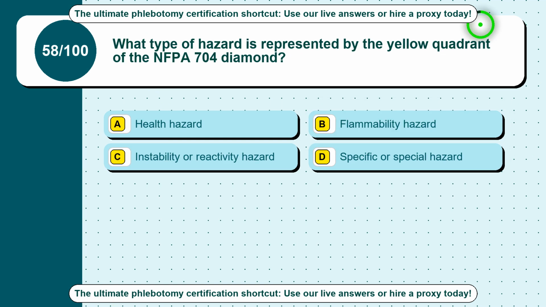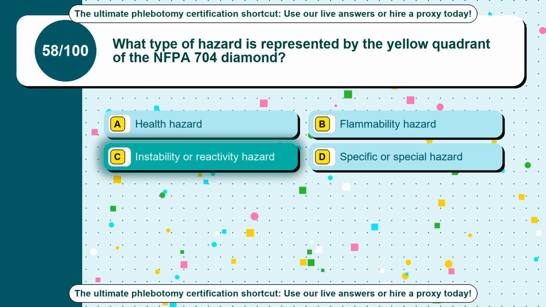Question 58. What type of hazard is represented by the yellow quadrant of the NFPA 704 diamond? Option A. Health hazard. Option B. Flammability hazard. Option C. Instability or reactivity hazard. Option D. Specific or special hazard. The correct answer is option C.